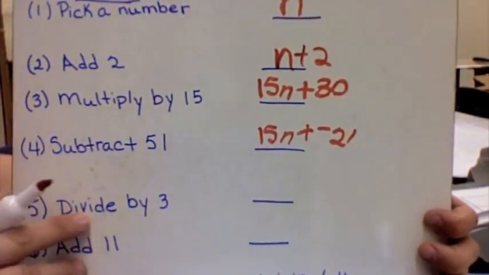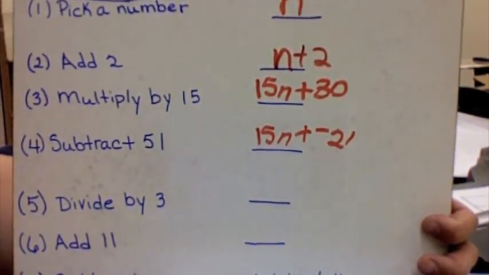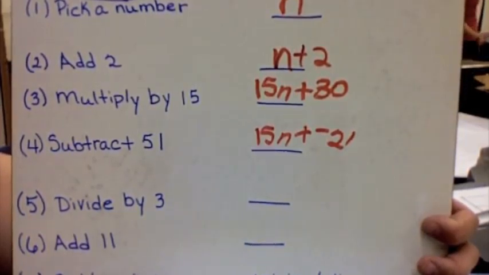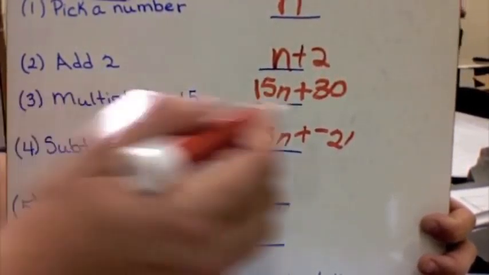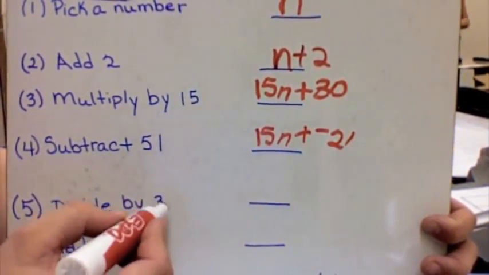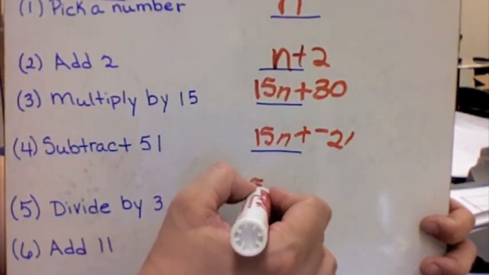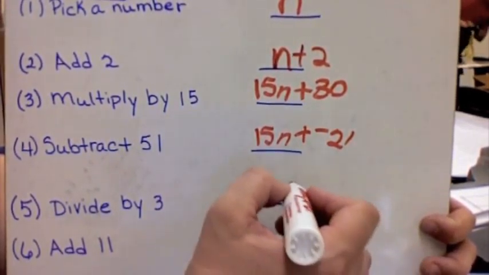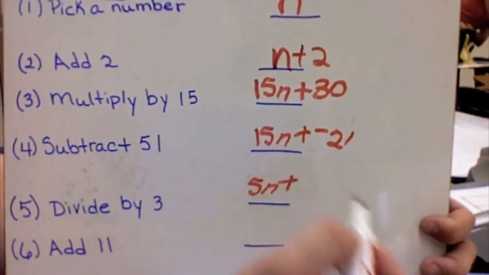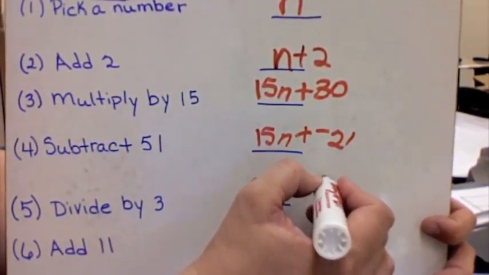Okay, step 5, divide by 3. Well, remember, if we multiply or divide an expression by 3, we have to apply it to the entire expression. So the first step is to take 15n and divide it by 3. 15n divided by 3 is 5n. Bring your plus sign down. Negative 21 divided by 3 is negative 7.